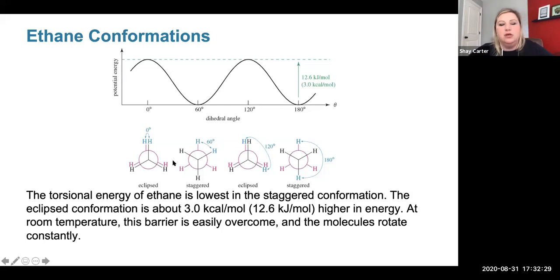So this is just showing you that staggered conformation, where the substituents attached to the rear carbon and the front carbon are 60 degrees apart.